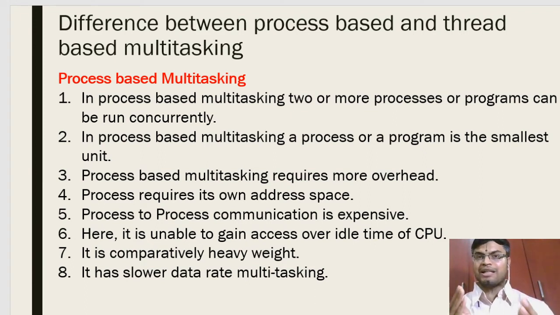Remember, two programs or two processes can communicate with each other. When they want to communicate with each other, it is expensive in the sense it requires time or overhead. There is more overhead. Nowadays they don't write process based multitasking programs. They will write something called thread based multitasking programs. So we'll see that in the next slide. The communication between multiple processes is very expensive.